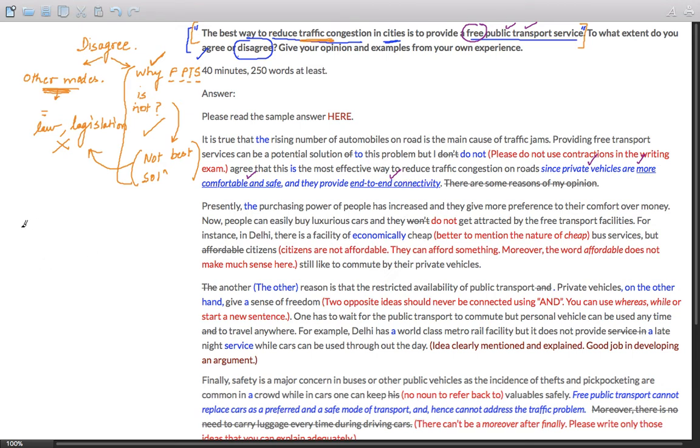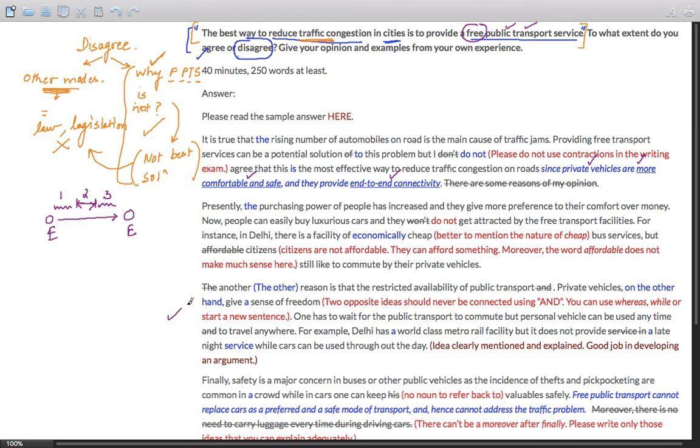What do I mean by end-to-end? There is a source and you move to a destination. However, the private vehicle covers only this much area. What about the remaining components of your journey? So it covers only part 2. What about part 1 and part 3? Private vehicles cover this entire end-to-end connectivity, while public vehicles do not. And the student has adequately discussed them. The ideas are mentioned and explained.